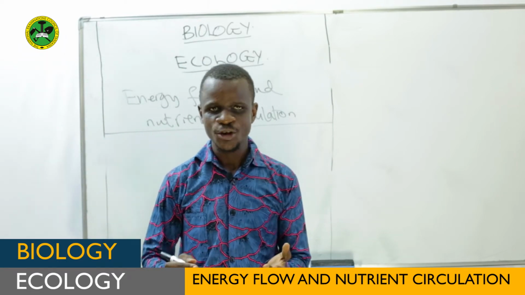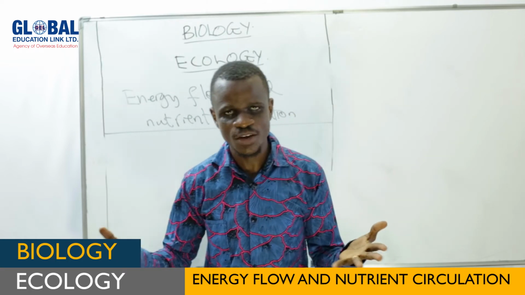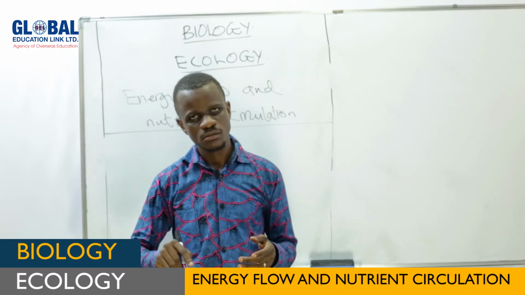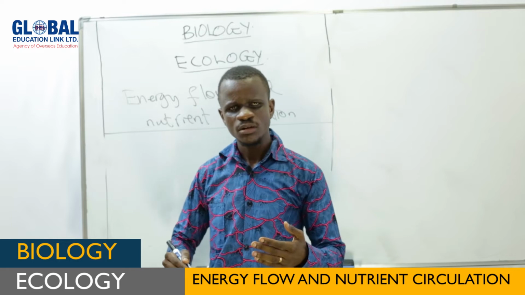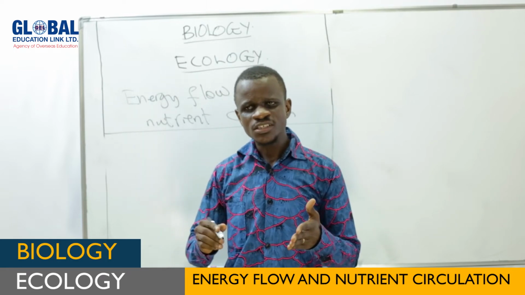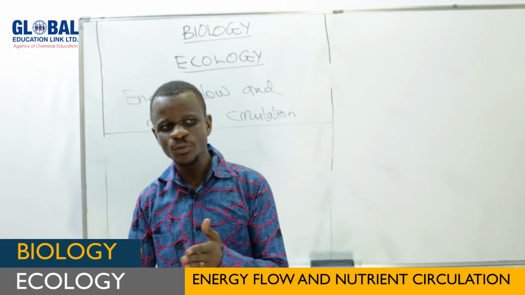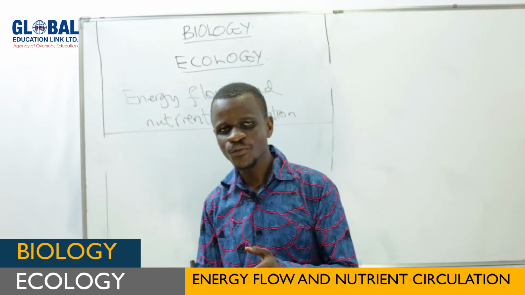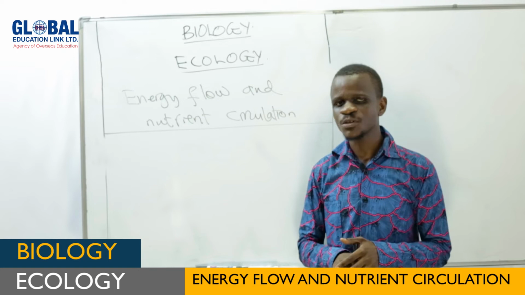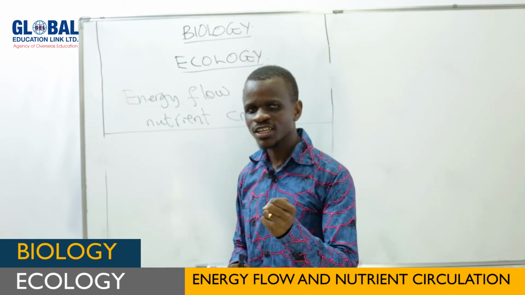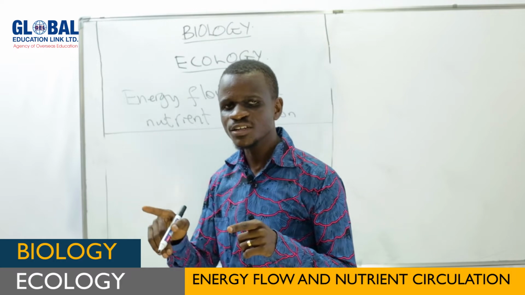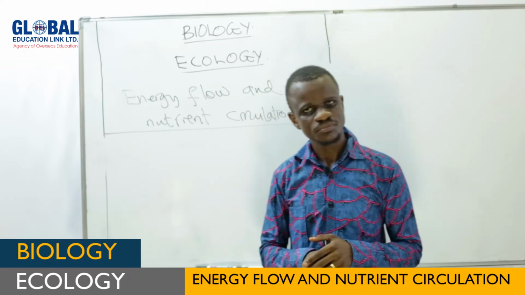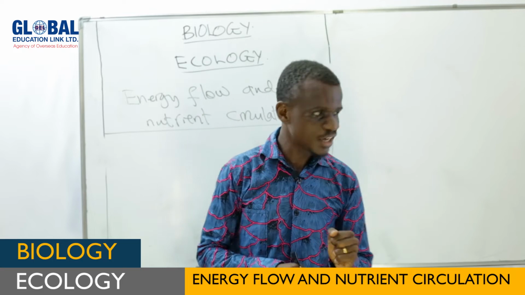another. Why do we say energy flows from one trophic level to another? And why do we say nutrient circulates from one trophic level to another? What is the meaning of flowing? Flowing is the act of moving from one place to another without returning. Therefore, the energy moves from one trophic level to another trophic level without going back to where it comes from. While circulation moves from one trophic level to another trophic level, then at the end goes back to where it originated.